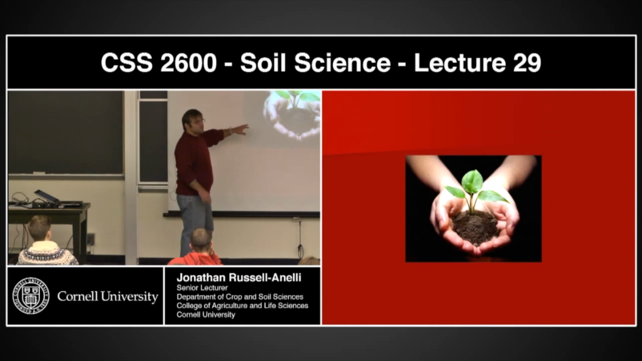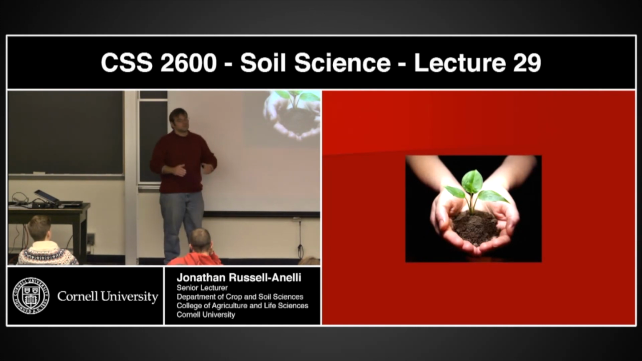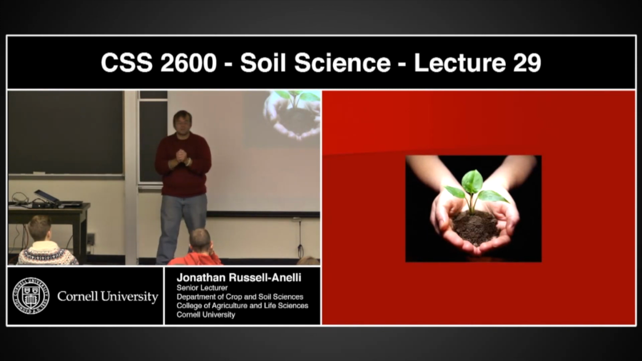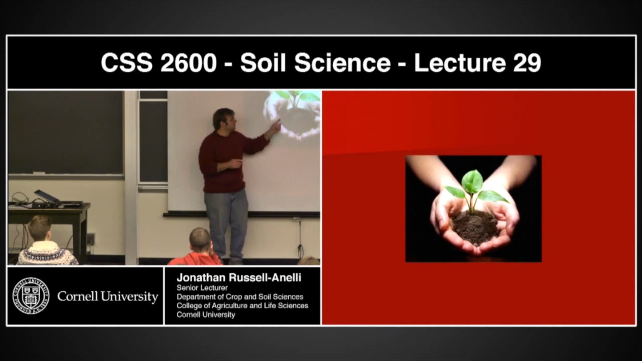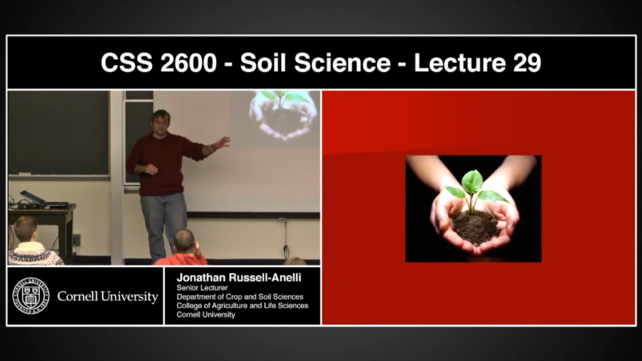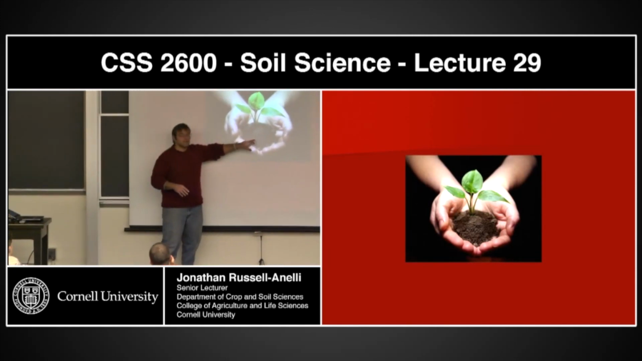I'm sure a lot of you have seen this. This is the classic soil science slide where you have a hand holding some soil. But I want us to start this lecture by thinking about what's going on in this. This is the volume of soil. It could be in the soil landscape someplace. It could be in a pot. But what's going on in here?